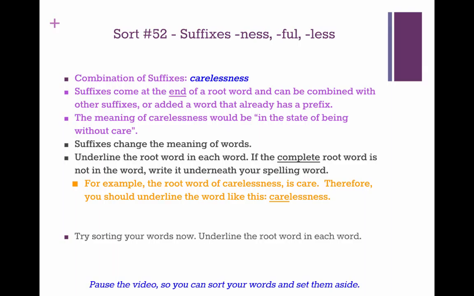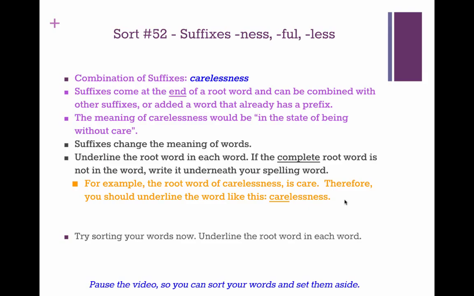Underline the root word in each of the words. If the complete root word is not in the word, write it underneath your spelling word, which should not be the case for any of these words in this column. Every single one of these words in this column has the entire root word in it. Now, for example, the root word of carelessness is care. Therefore, you should underline the word like this. Carelessness. Leave the less and the ness alone.